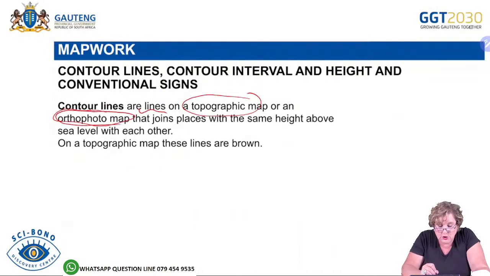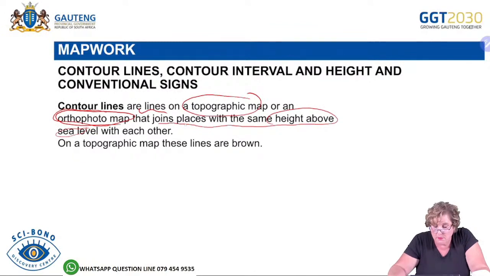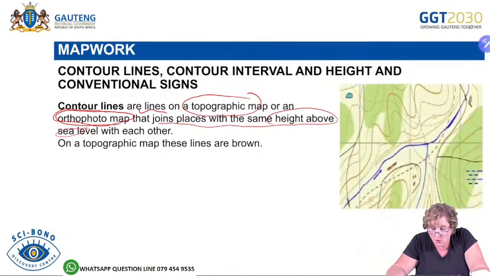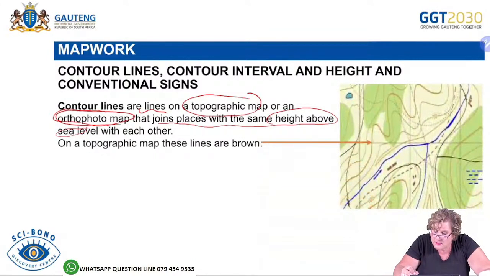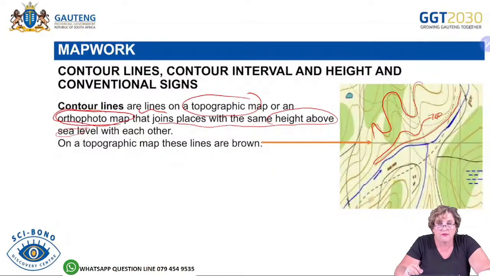What do these lines do? They join places with the same height above sea level with each other. On a topographic map, these contour lines are normally brown. So there's your contour line. Everywhere on this line, it says more or less 740, so the area there is 740 meters above sea level. These brown lines on a topographic map join places with the same height above sea level.